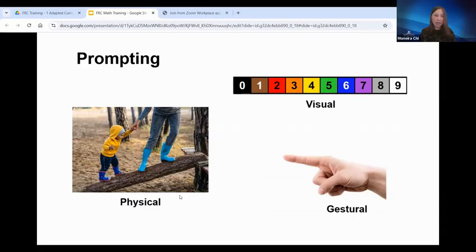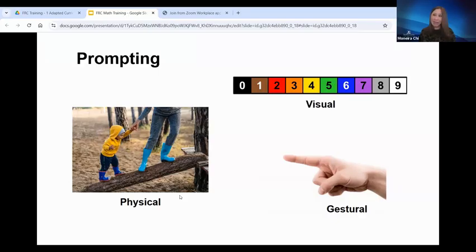Or maybe you're going to have the child sort numbers 1 through 5 into different containers, and you might outline each number with a different color that matches the color of the container that they are placing the numbers into. So that color coding would be a visual prompt as well.